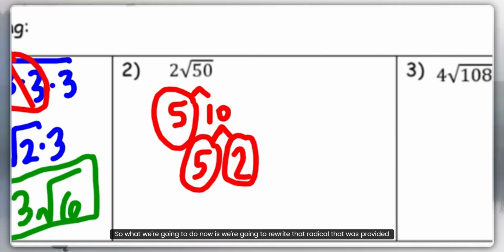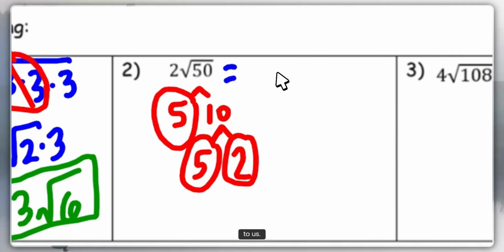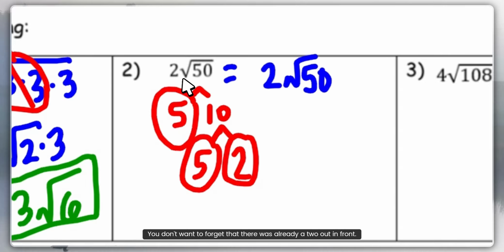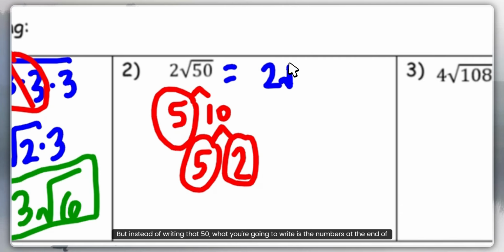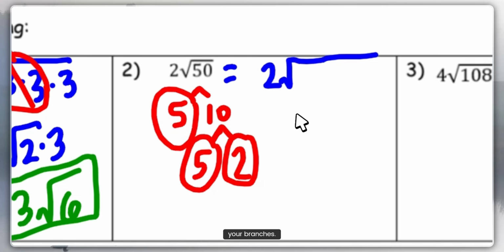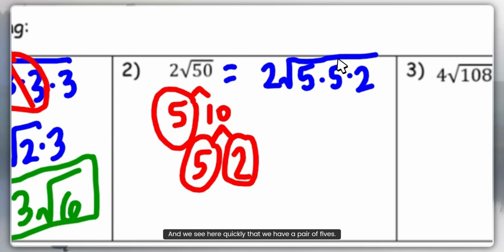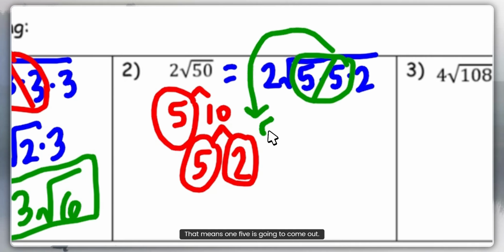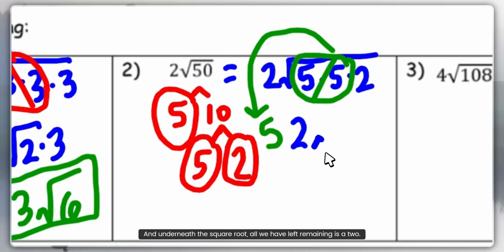So what we're going to do now is we're going to rewrite that radical that was provided to us. We're going to write 2 square root of 50. You don't want to forget that there was already a 2 out in front, right? So let's not forget that. But instead of writing that 50, what you're going to write is the numbers at the end of your branches. We have 5 times 5 times 2. And we see here quickly that we have a pair of 5s. That means 1 5 is going to come out. And we had that original 2 that was already on the outside. And underneath the square root, all we have left remaining is a 2.